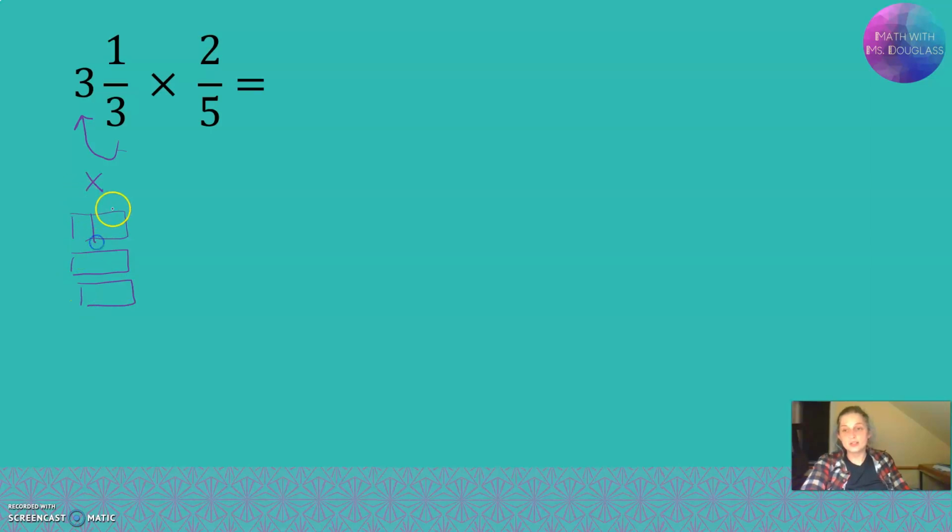3 wholes split into thirds. In total, you'd have 9 pieces. That's what 3 times 3 comes from. The plus is when we add that extra 1/3. So now we have 9 plus 1 is 10, and there's still the size of 3 to make it a whole. So now we have 10/3 times 2/5, and you can multiply that.